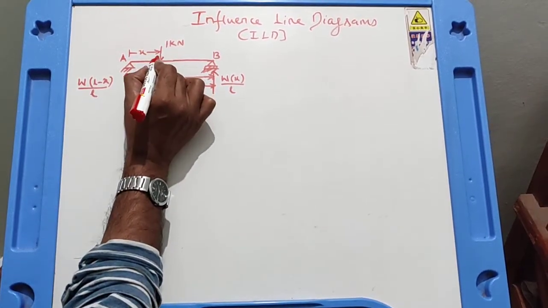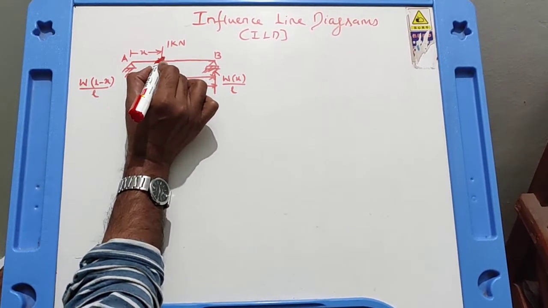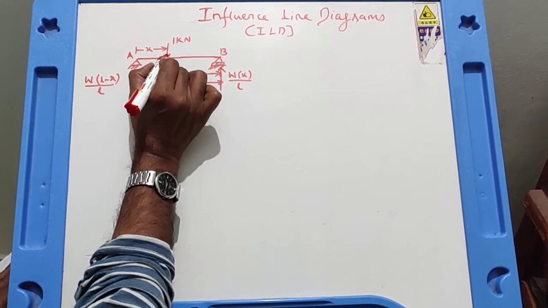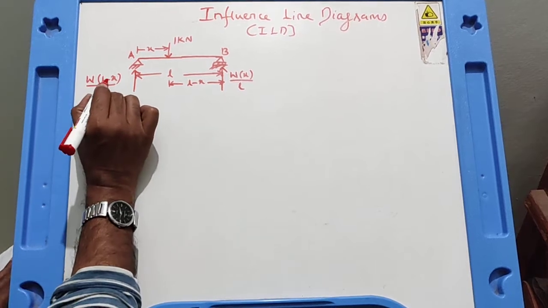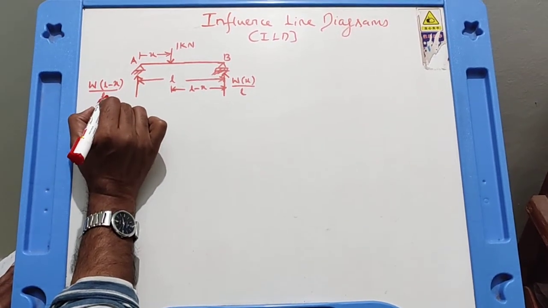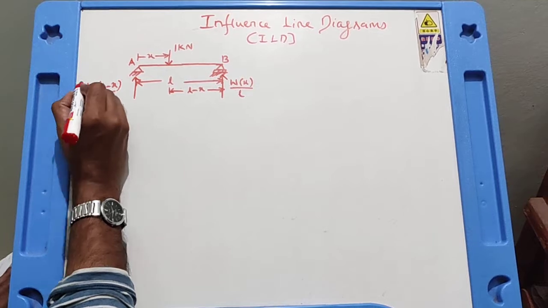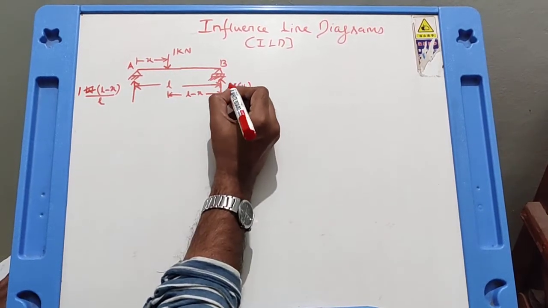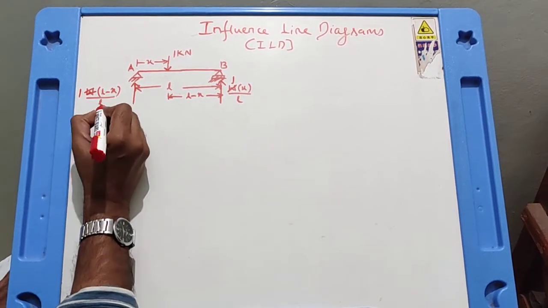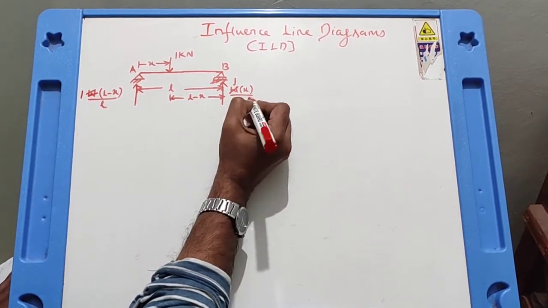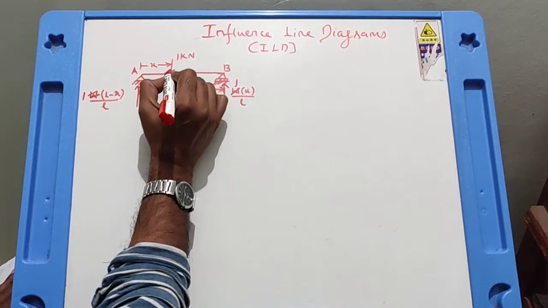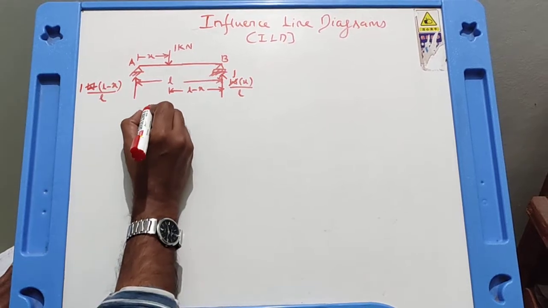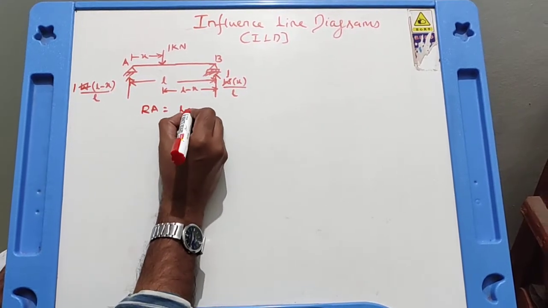So when the unit load is at a distance X from A, or when the unit load is moving from A to B and it occupies a position where it is at a distance X from A, the reaction at A is W into (L minus X) upon L. W is equal to 1. So instead of W, it is 1 into (L minus X) upon L. And here also W equal to 1. So the reaction here is (L minus X) upon L and X upon L, because W is equal to 1 kilonewton. Now for this position of the unit load, you can see the reaction at A is equal to (L minus X) upon L.